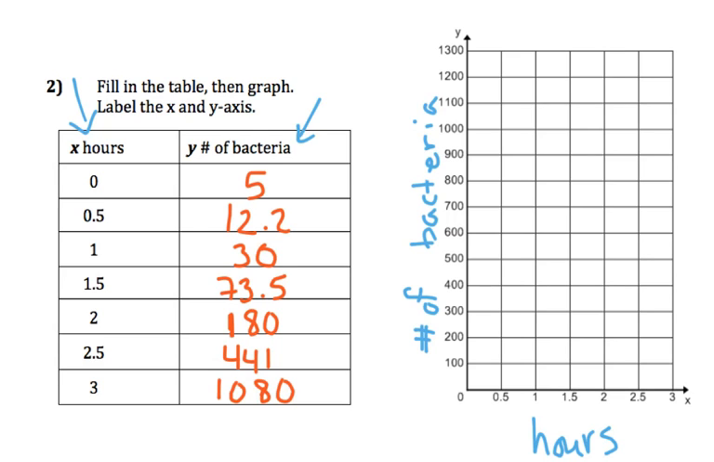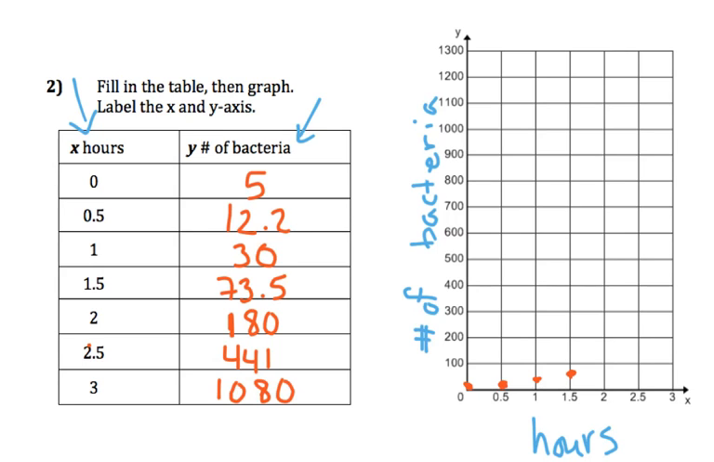So we have 0, 5. Placing 0, 5 on our coordinate plane is going to be really close to 0, 0, since our scale on the y-axis is by hundreds. Our next one, 0.5 and 12.5, is also going to be really close to the x-axis. And then we have 1, 30, so now we're gaining some distance. Then we have 1.5 and 73.5, so we're getting closer to 100.